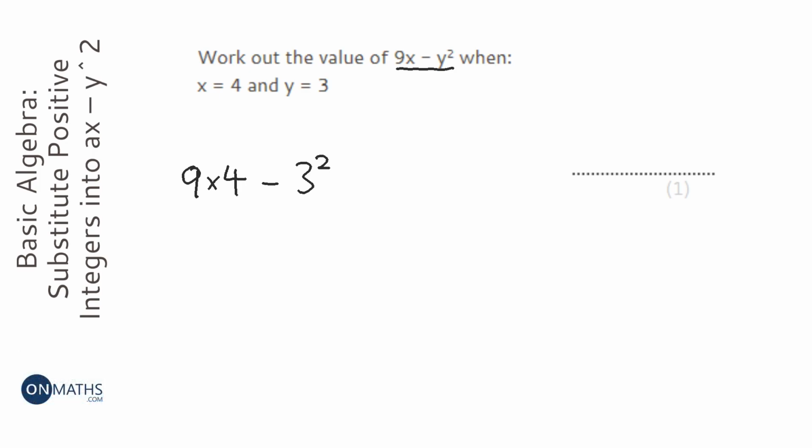So I'm going to do 9 times 4, which is 36. And then I'm going to do 3 squared, which is 9. And be careful with that. A lot of people write 6. 3 squared means 3 times itself, which is 3 times 3, which is 9. And then I'm going to take away 9 from 36. So that should give us 27.